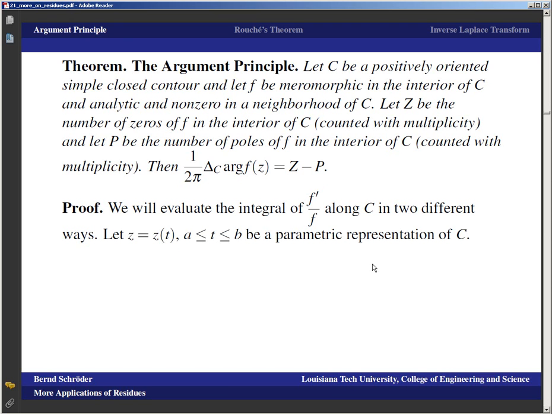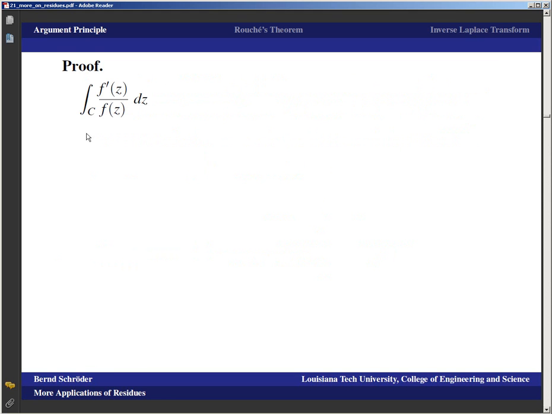So we take a parametrization of the original curve C, but we immediately jump to the image and we look at f of z of t, and we turn that into rho of t e to the i phi of t, and we want that to be the polar representation of the image curve f of C. Okay, let's compute. The integral over the contour of f prime over f is the integral from a to b, f prime of z of t over f of z of t times z prime of t. That's just the definition of the contour integral.